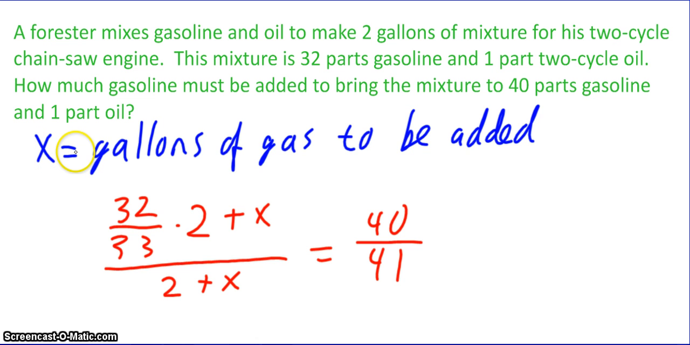I said x is the gallons of gas that we are going to add to our current mixture. Remember, our current mixture is 2 gallons. Our final mixture, we don't know how many gallons it's going to be. It's going to be more than 2 gallons. It's going to actually be 2 plus whatever x is.